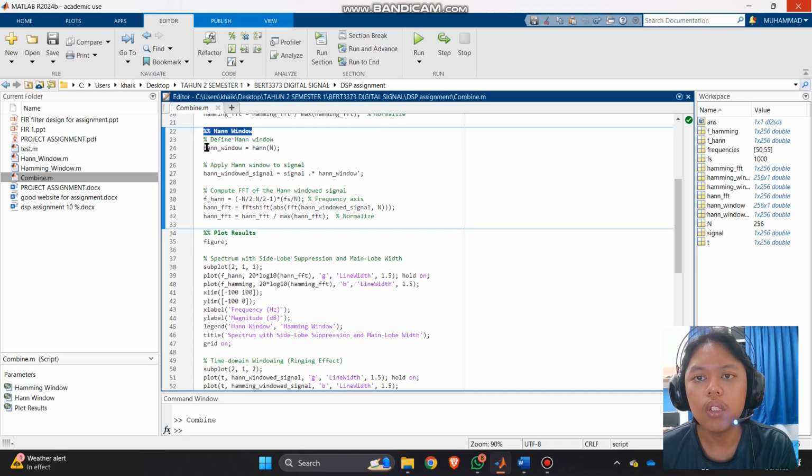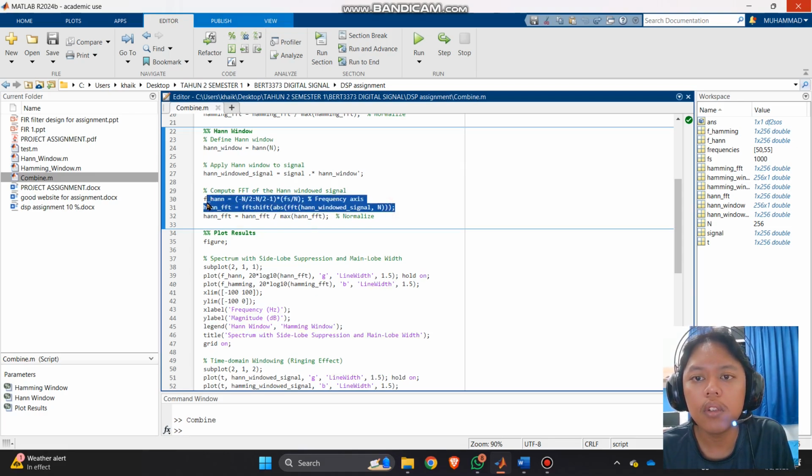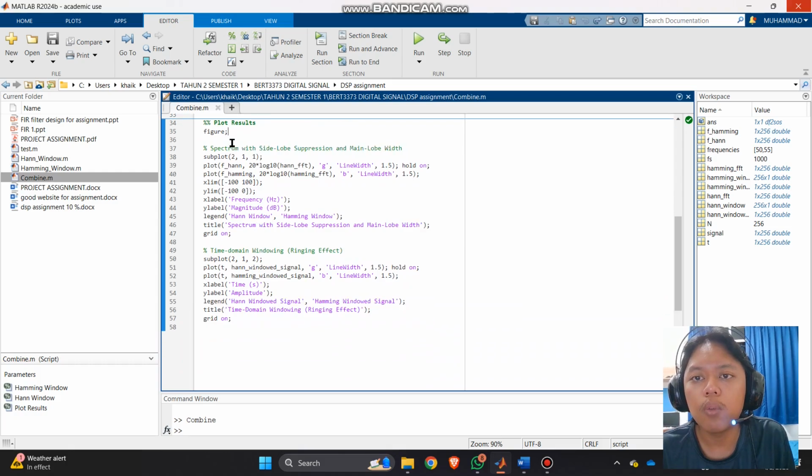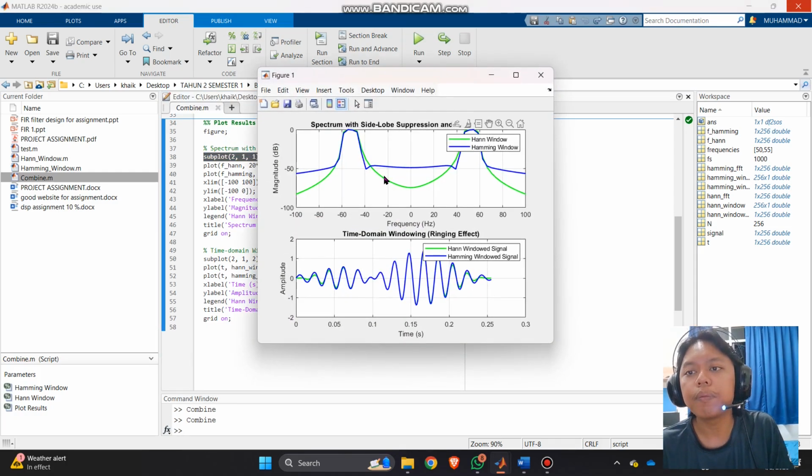Next, Han window. Define our Han window: Han window equals Han n. To apply the Han window to the signal, Han window signal equals signal times Han window. To compute the Han window signal Fourier transform. This is for the frequency axis. Frequency shift to generate the frequency in the window, and then the Han FFT for normalized frequency. Next for the plotting, I can rewind.